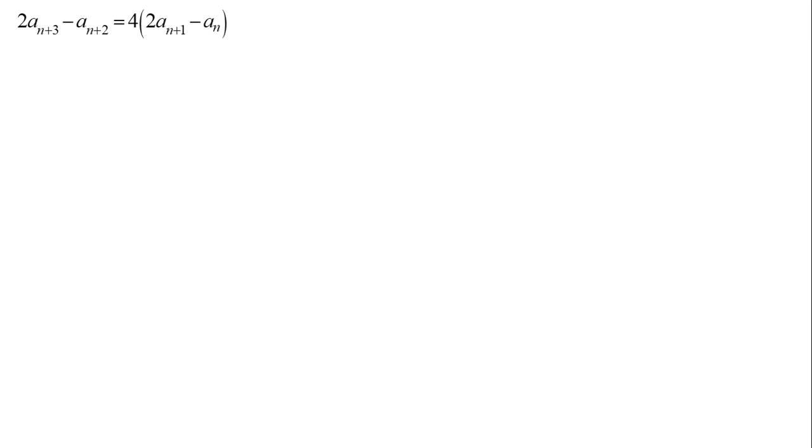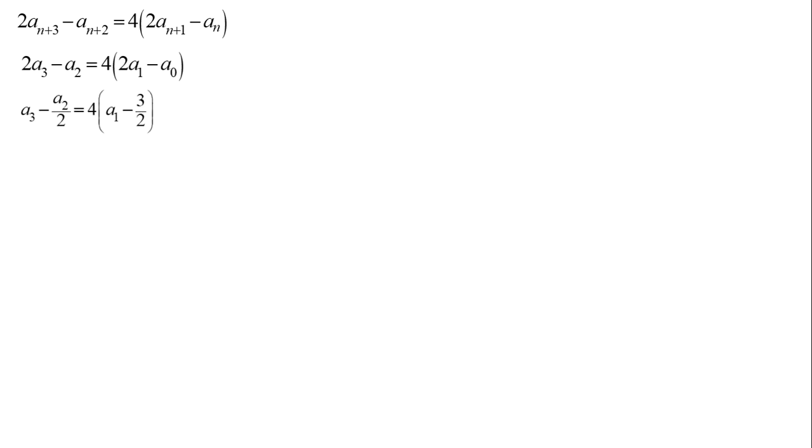Let's start with our formula: 2a_{n+3} - a_{n+2} equals 4 times (2a_{n+1} - a_n). And we will start substituting with n equals 0, n equals 1, and so on, till we observe the pattern and obtain a generalized formula. So when we substitute with n equals 0, we will obtain this one, and we can divide by 2.